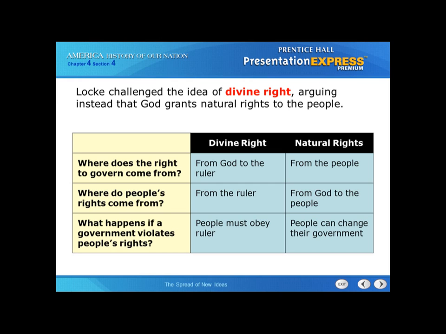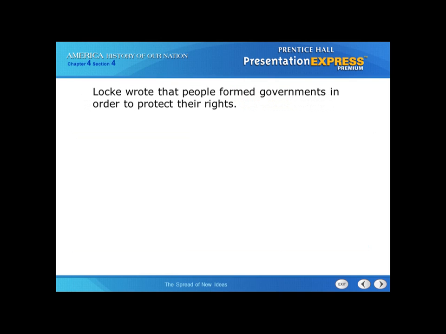So if you look at this chart, this is in your book as well. Divine right said, look, God gives the king the right to rule, and after that, the king does what he wants, the people just follow along. Whereas natural right said, toward the right of the chart, the right to rule and govern comes from the people. The people's rights come from God, and the people can change their government, unlike divine right.